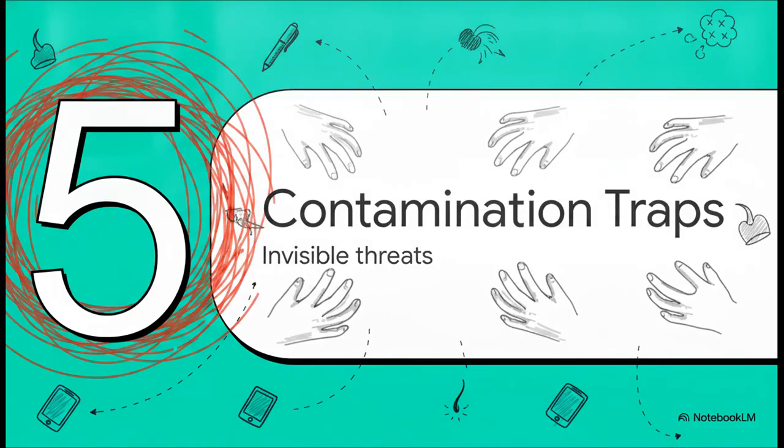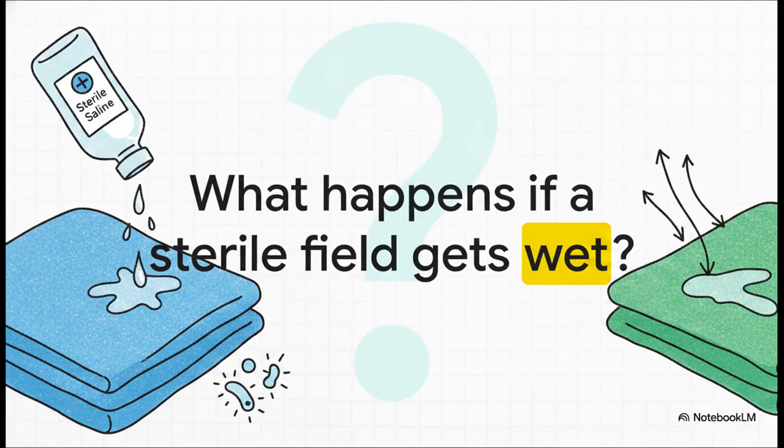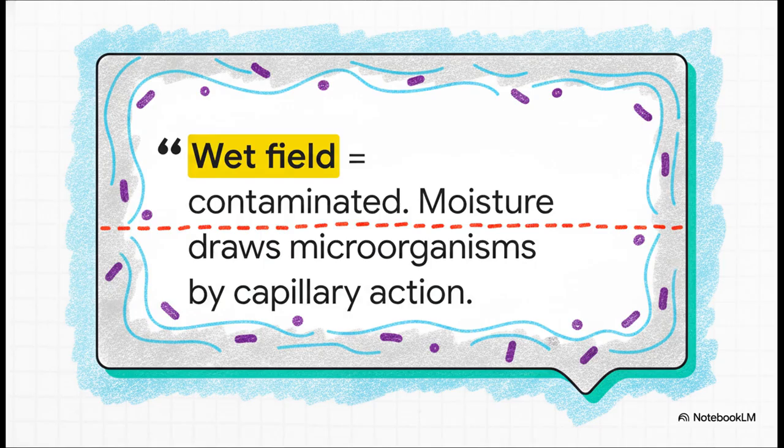Section 5. Common contamination traps. Let's look at the invisible, everyday threats that can instantly destroy a sterile field. So here's a scenario that really made me think. What happens if a sterile field gets wet? Let's say a tiny little bit of sterile saline spills onto the sterile drape you're using as your field. Is it still sterile? The answer is a resounding no.